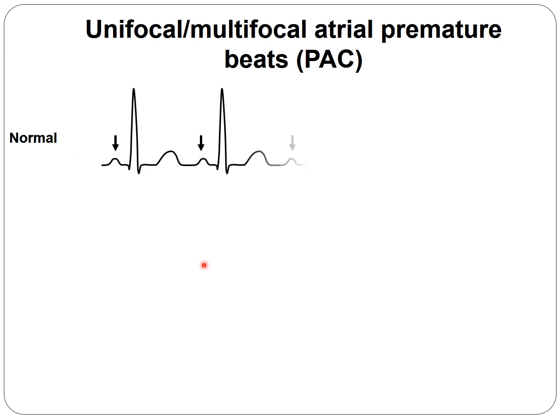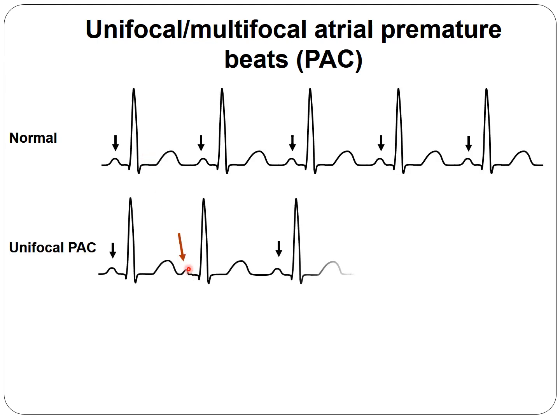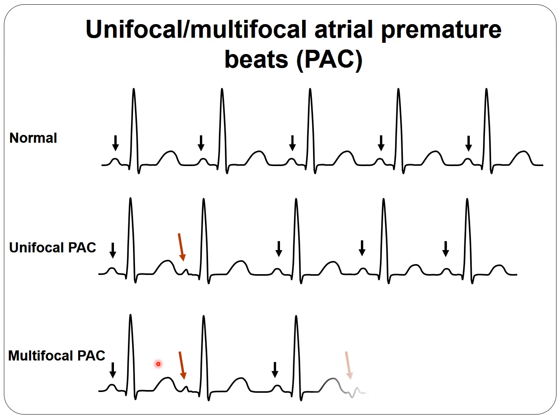This premature beat, such as the atrial premature beat, can be unifocal when it has the same kind of shape that is different from another normal sinus P wave. However, when it comes, it always gives the same kind of P waves. Or it can be multifocal, when these P's are different from each other, not only from the sinus P wave, but from the other atrial premature beats as well.